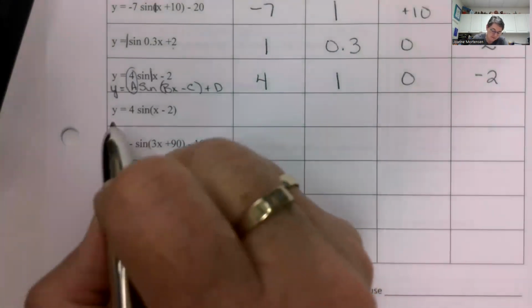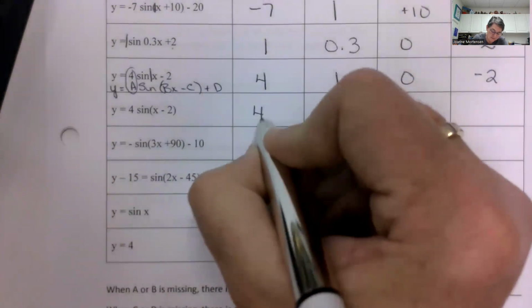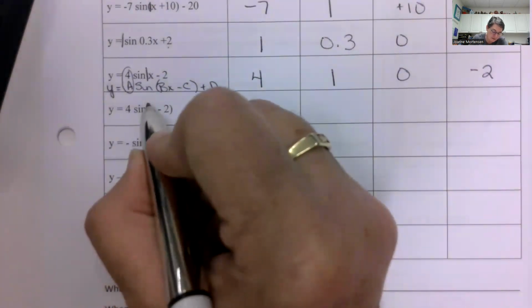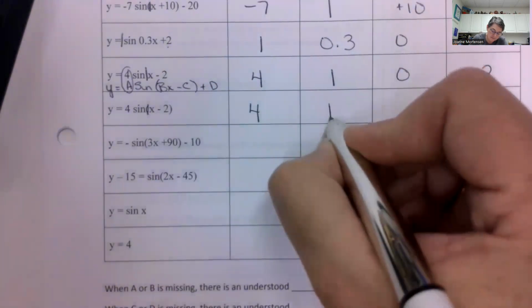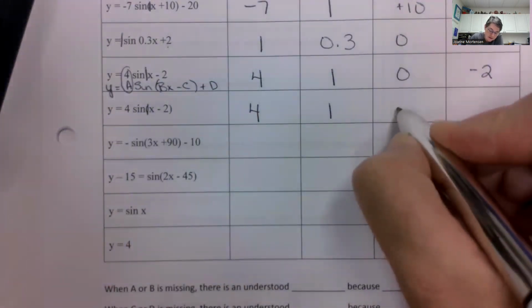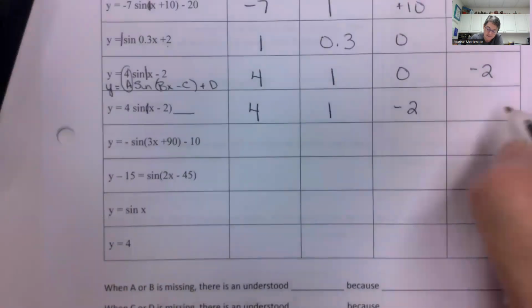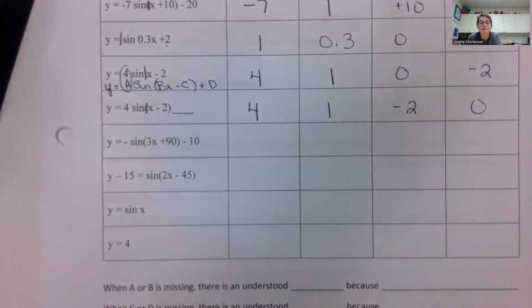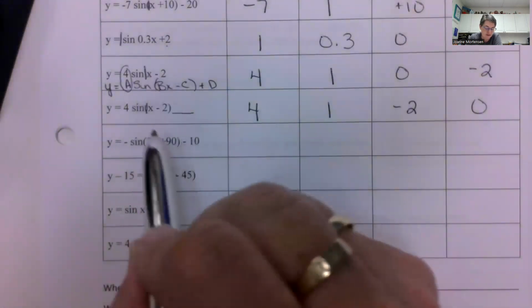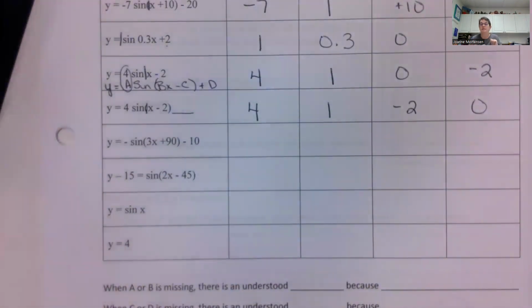Let's try it again. There's my a. There, I can put in my b. But this time, because there's brackets around the x minus 2, this is going to be minus 2, and there's nothing at the end. D is going to be 0. Okay. That was the point of those two questions. Brackets, you get a C. No brackets, it's a D.